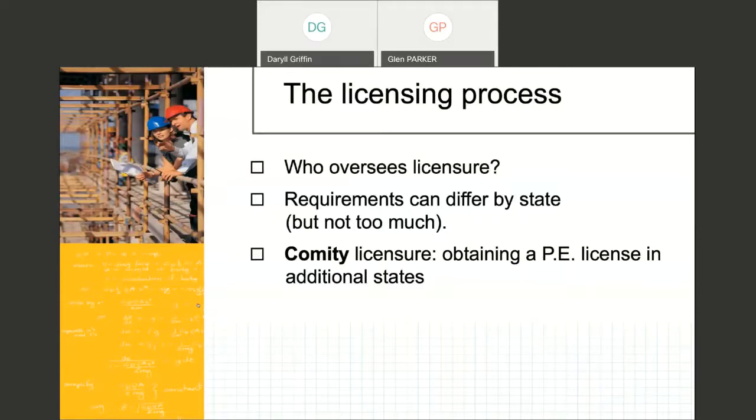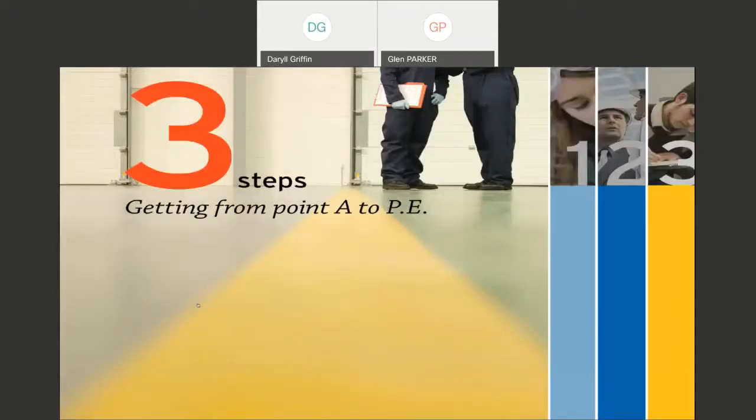And in engineering, we call it comity licensure, which means that if you are already licensed in one state, then you can take a shortened process to get licensed in another state. Some other fields might call that reciprocity, but in engineering, we call that comity. So let's talk about how you get to there from here.